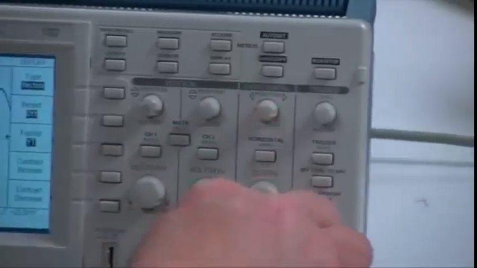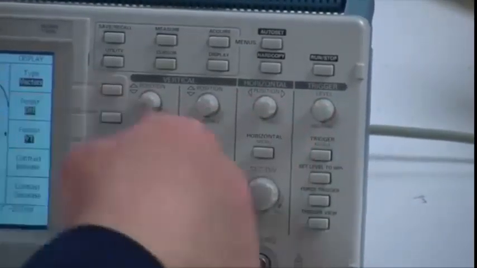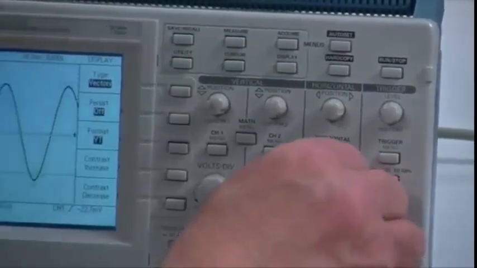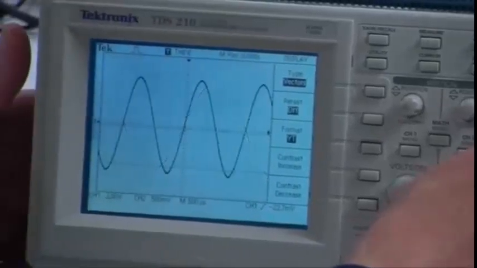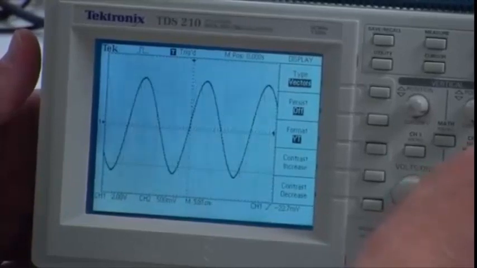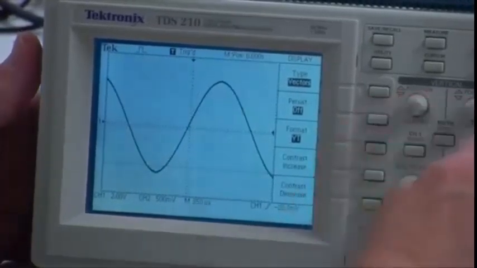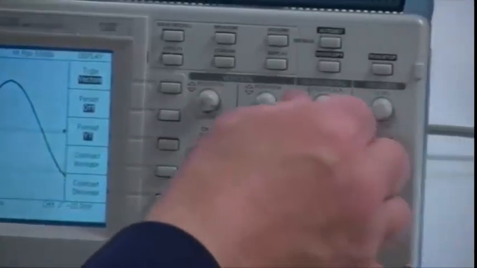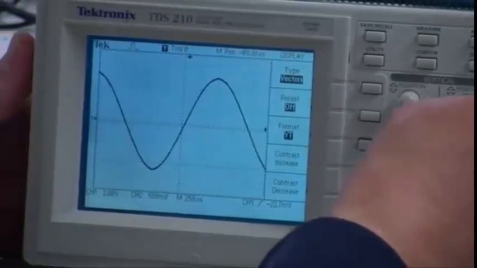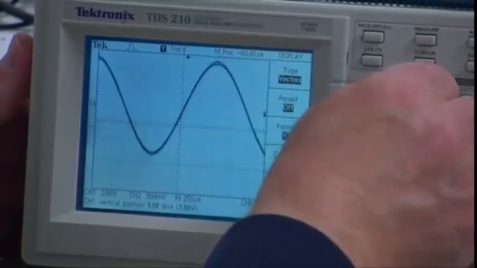This set of controls marked horizontal controls the x-axis, which is time. And so when I change the seconds per division, it lets me see more cycles or fewer cycles. Now, all of these have position knobs. In the horizontal case, it'll move the signal left and right. In the vertical case, it'll move the signal up or down.